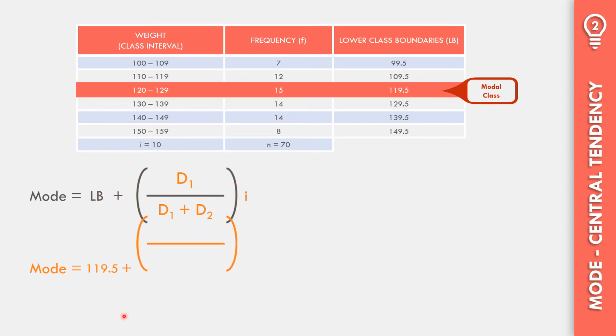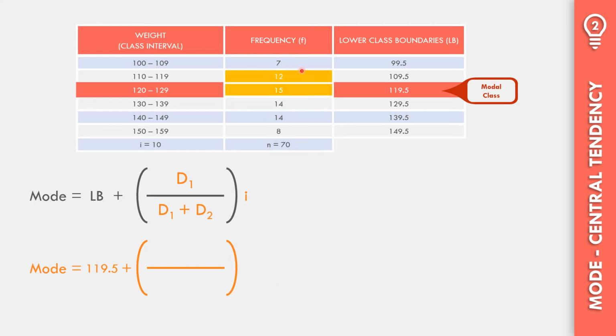So let us copy. Plus the first difference. So the first difference is the frequency of the modal class subtracted by the next lower class, that is 12. So 15 minus 12, if we subtract, the answer is equal to 3. So let us write 3 for the numerator and also 3 for the denominator. Plus the D sub 2. The D sub 2 is the frequency of the modal class subtracted by the next upper class, that is 14. So 15 minus 14 is equal to 1. And then the interval, let us copy 10.